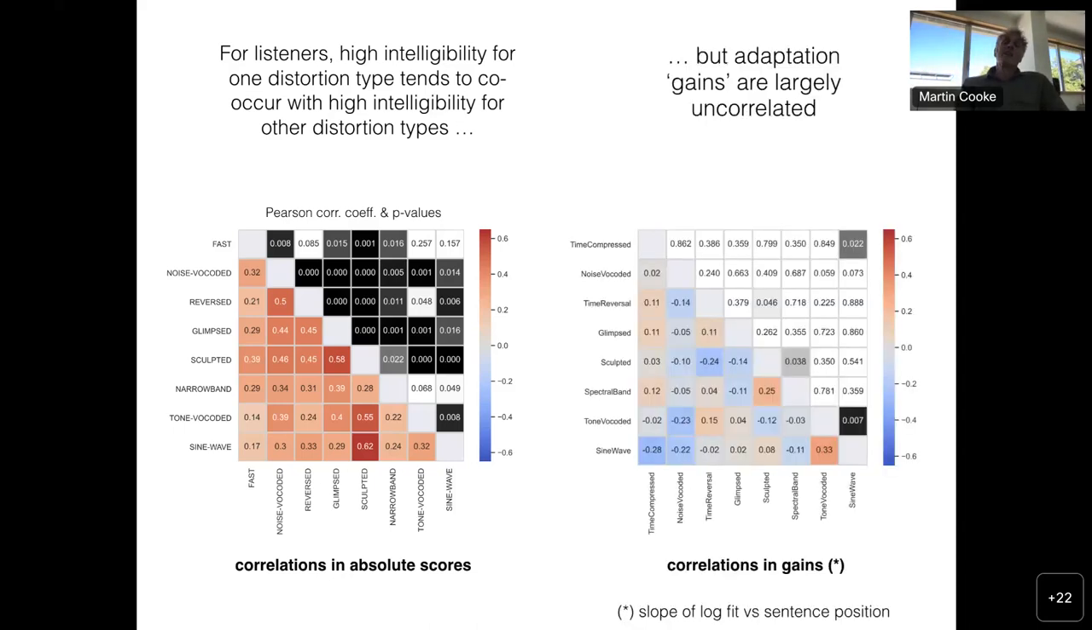I think what's more revealing is looking at the gains in adaptation. That is, does a listener who improves a lot on sine wave speech also improve a lot on noise vocoded speech? Or one that doesn't do so well on sine wave speech also doesn't do so well on noise vocoded speech? Equally, they would be correlated. And the answer is really no, largely speaking. There's only one pair here which survives multiple comparison correction, and that's tone vocoded and sine wave speech. So listeners that are good or bad at one tend to be good or bad at the other. That's interesting in a sense because they're both based on sinusoidal carriers.